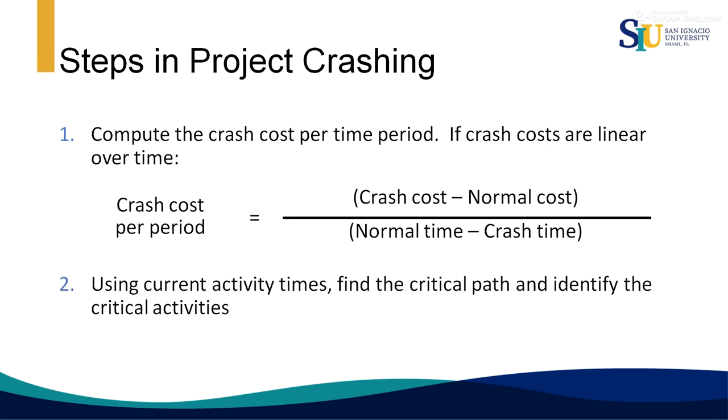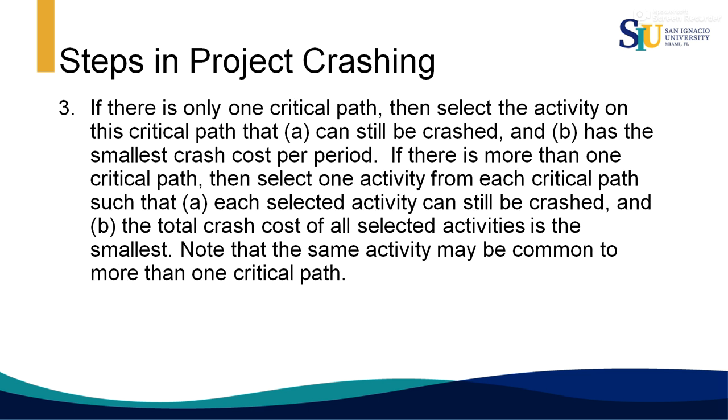The first step in project crashing is calculating what is called the crash cost per period, which is the crash cost minus the normal cost divided by the normal time minus the crash time. Normally, we are given this information by operations, accountants, the financial department, or project managers that control the time and the cost. Using the activities, find the critical paths, identify the critical activities. Then, the first step is to select just the critical activities. We are going to crash the project just for the critical activities.